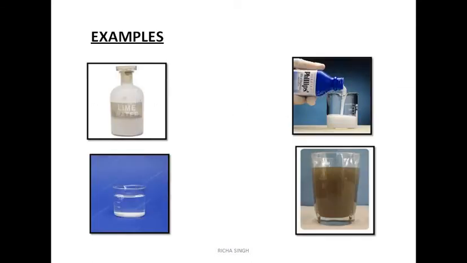Let's see some more examples of suspension, like lime water that is used for whitewashing. Then it is milk of magnesia that is used for treating acidity. Here it is chalk and water, and here it is mud and water. So you will be having a doubt that lime water and this milk of magnesia, they are looking as clear mixture. So why I am calling them as suspension? Because when this suspension is kept, then these particles of solute, they settle at the bottom. Therefore, it is a suspension and not a true solution.